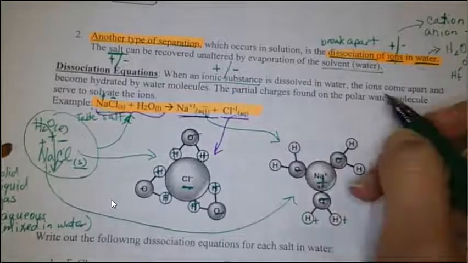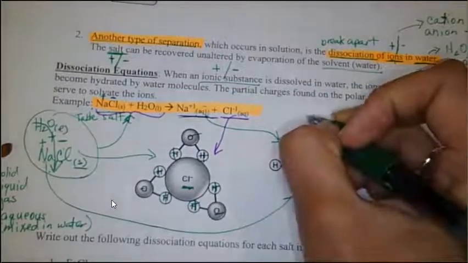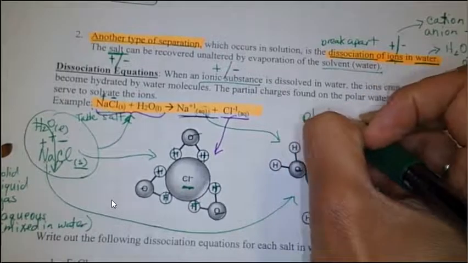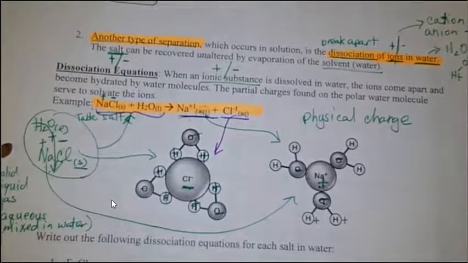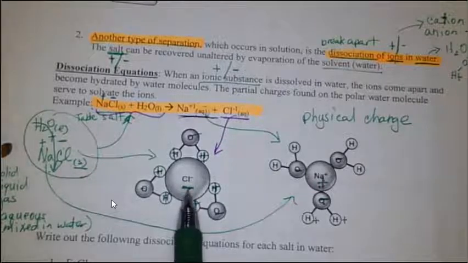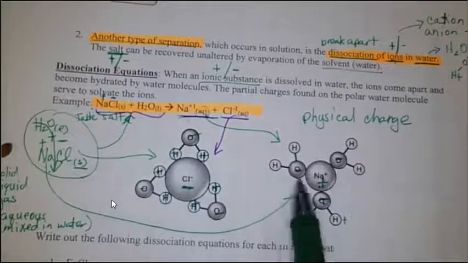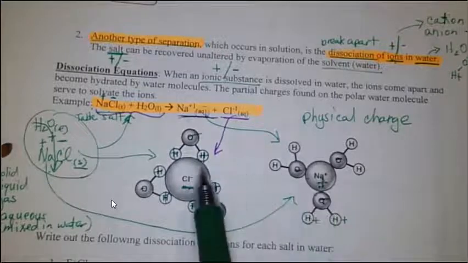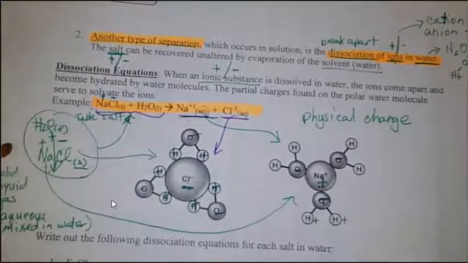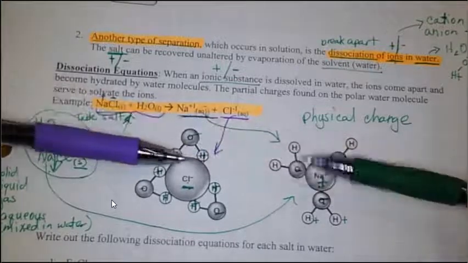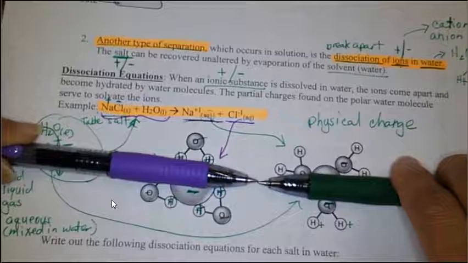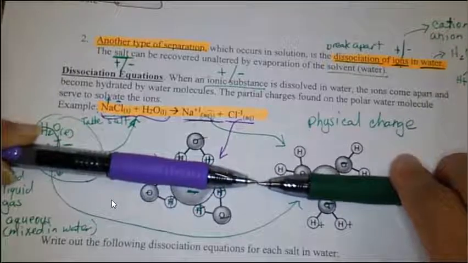Now keep in mind, you guys, that the dissociation is a type of physical change, because you're just taking salt and dissolving it in water. So the salt does not change. What ends up happening is that once you evaporate the water, the sodium and the chlorine are going to be attracted to each other again, and they're going to form a bond. That's what happens once the water evaporates.